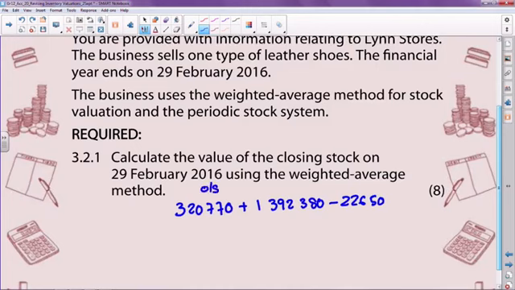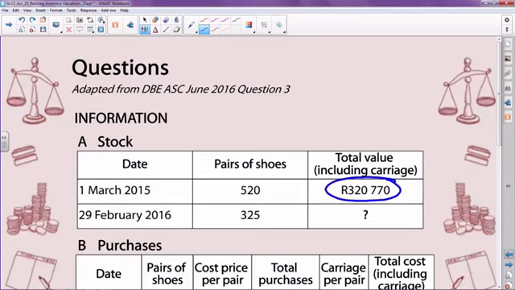There's my opening stock, plus my purchases, minus my returns. So I'm now taking all my stock into consideration. Right, what do I divide it by? What's the total? So that's the value of your stock. Now you need quantities. Let's find our quantities.